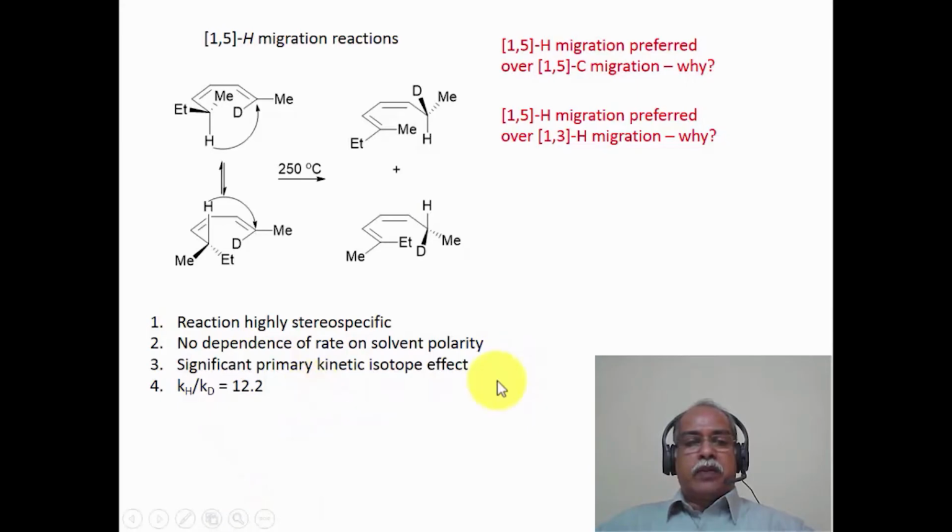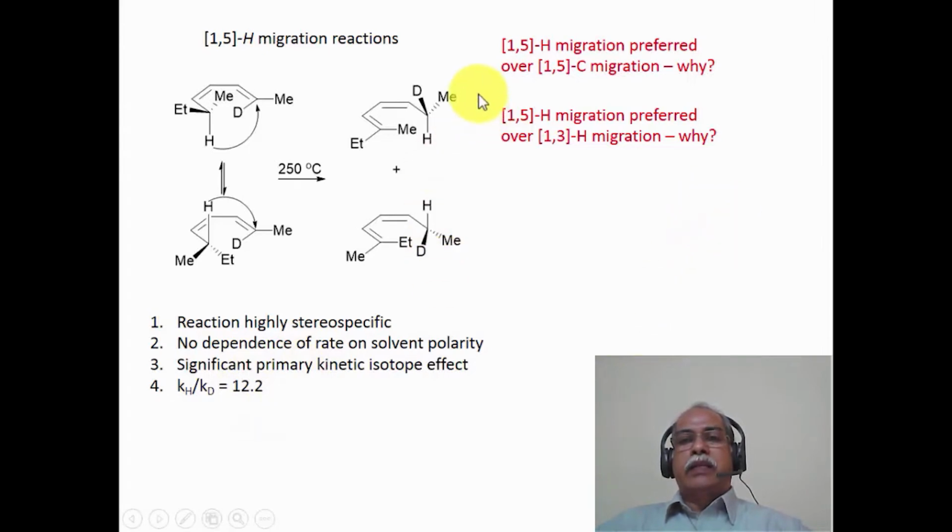A significant primary kinetic isotope effect is observed because during the course of the transition state, the carbon-hydrogen bond or the carbon-deuterium bond, as the case may be, depending upon the deuterium substitution in this particular molecule, is involved. A significant kH by kD, which is the primary kinetic isotope effect, of about 12.2 is observed, indicating that the rate determining step, which is the single step reaction involving the carbon-hydrogen bond breaking, is significant in this particular case.